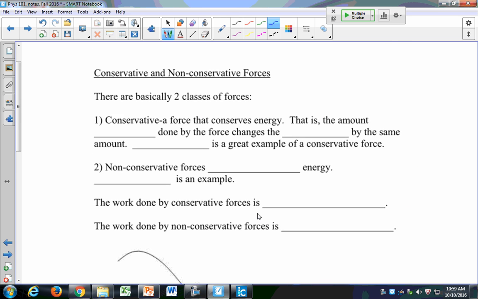You'll also see some discussion of conservative versus non-conservative forces. Not in the terms of Trump versus Clinton, but in the terms of forces that conserve energy or not. So whenever I talk about conservative or non-conservative things in physics, we are, yes, sorry, I saw a question bubbling around.